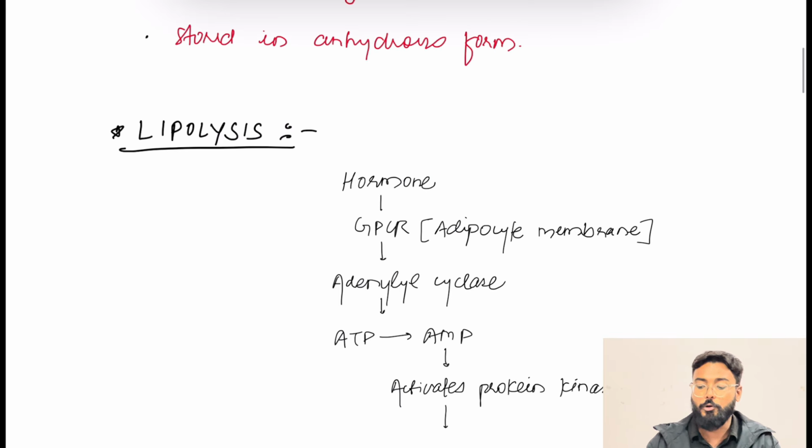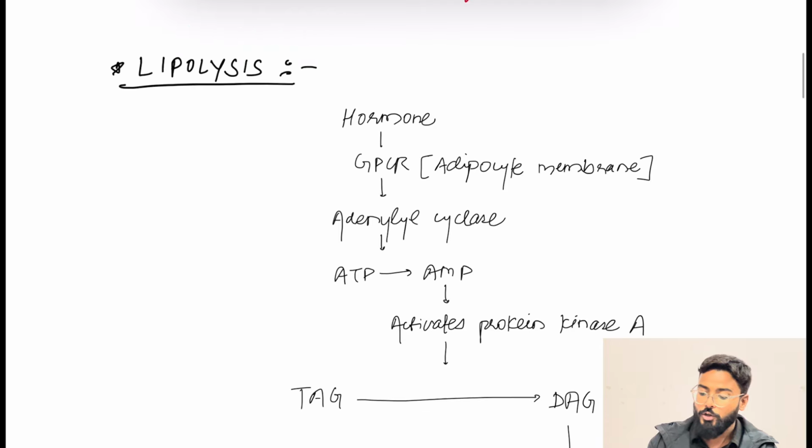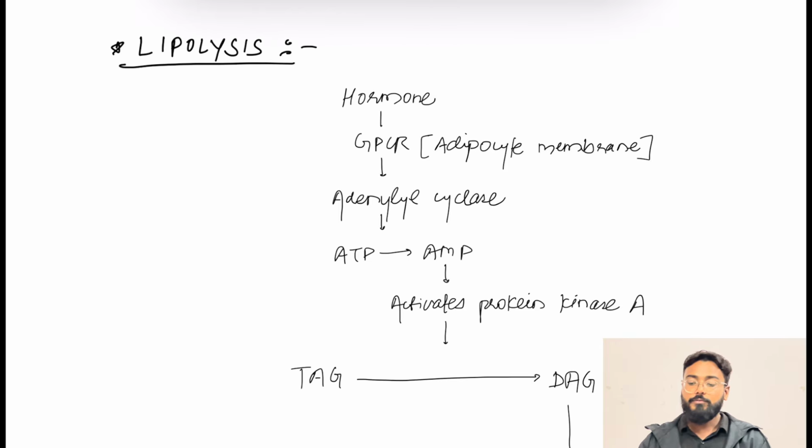Now moving on to the process of lipolysis. Lipolysis starts in certain situations when certain hormones get released, which are going to act on adipocytes, and on the surface of the adipocyte membranes, you have G protein coupled receptors.